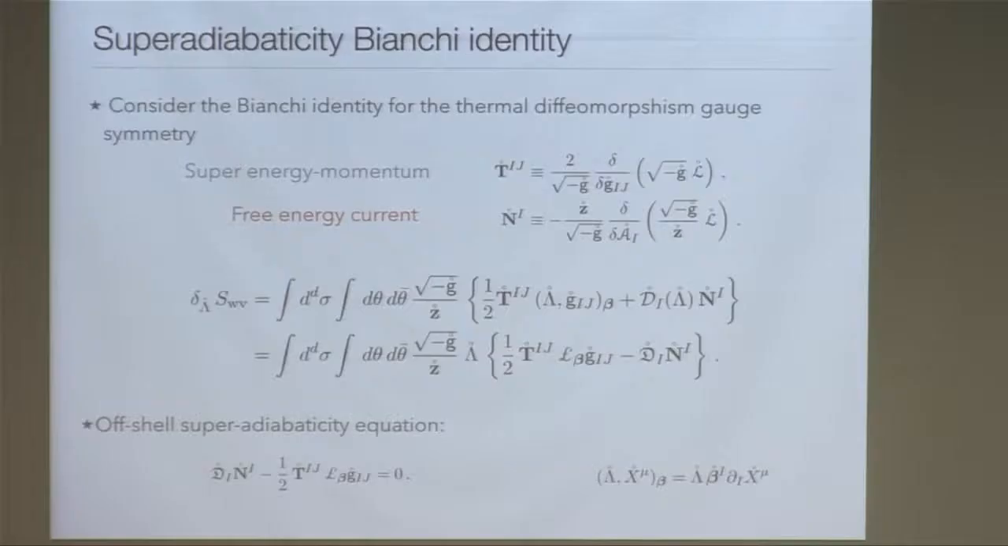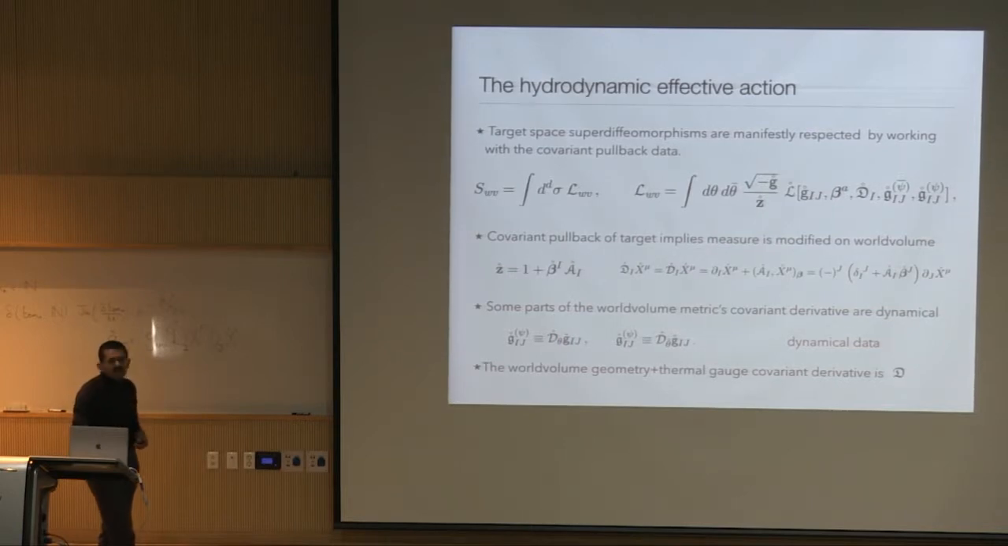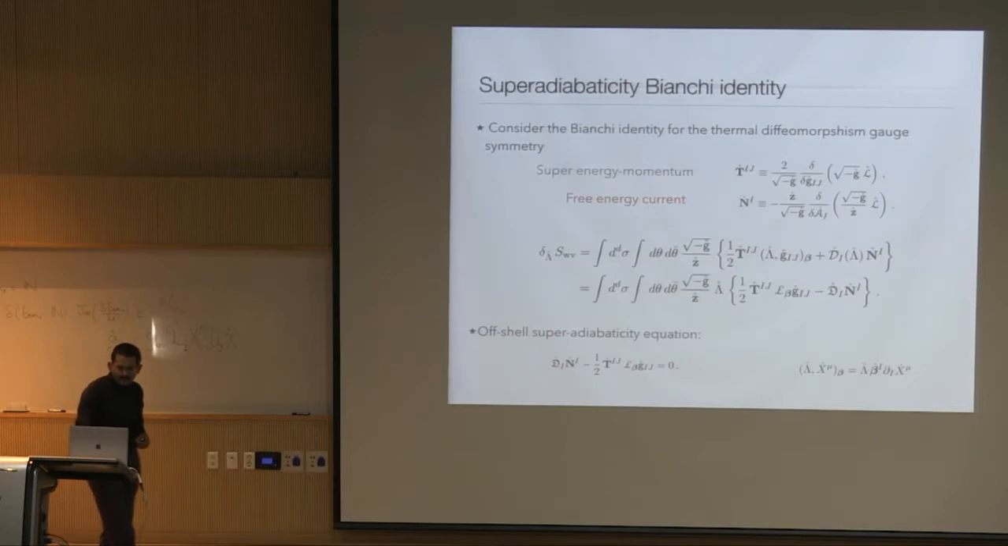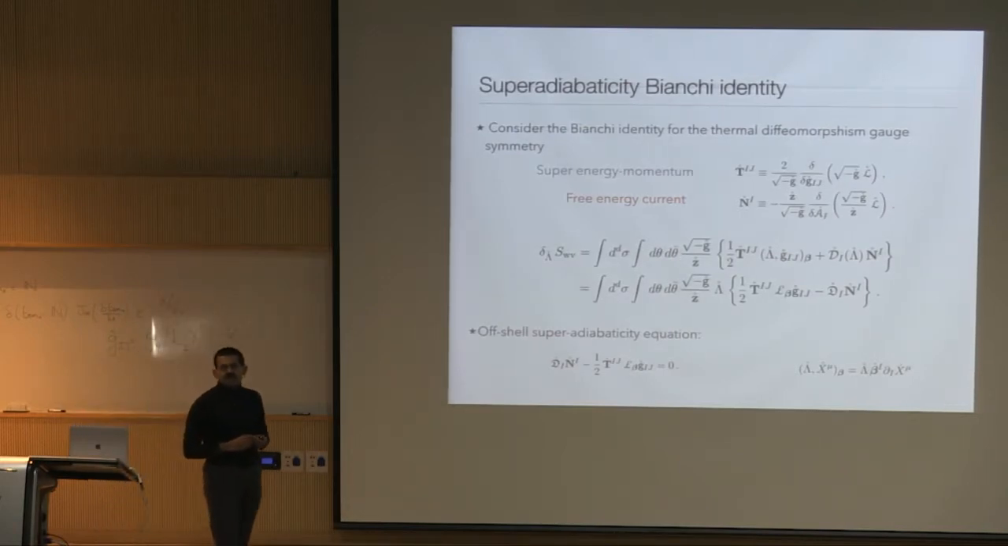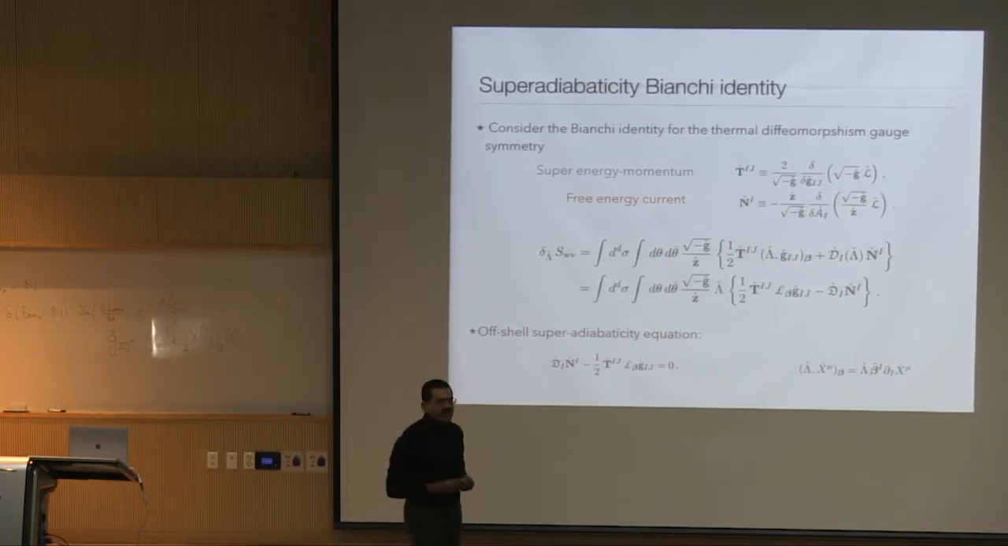So here's the first general feature, which I find quite remarkable and quite explanatory. I think this is the punchline, if you will, of the lecture. I'll take you through this discussion. Take this Lagrangian. I told you that it has thermal diffeomorphism symmetry. I also told you that I didn't write down the kinetic term for the thermal gauge fields. Ignore that part for now. Let's do a thermal gauge transformation on this Lagrangian. What I should find is a current that's absolutely conserved because it's a gauge current. So let's write down the Bianchi identity for that gauge current.